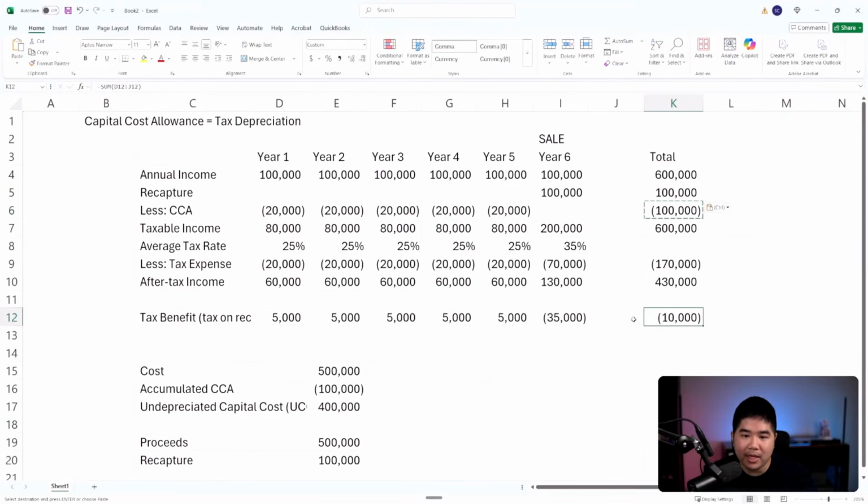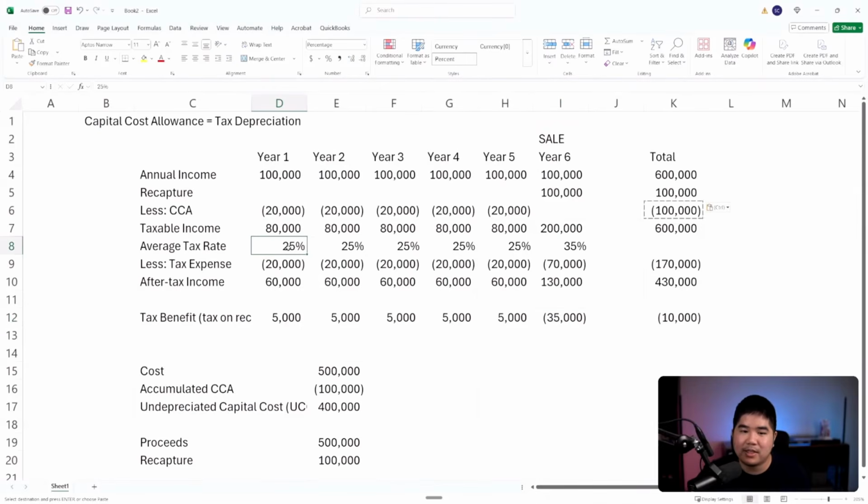Now, you can make a case that by having extra $5,000 every single year, you can reinvest back into your business or your properties and generate more than $10,000. That's totally fine. But most people miss this or don't understand this. And they get surprised when they see a tax bill in year 6 when they sell it, while they claimed CCA for the first few years.